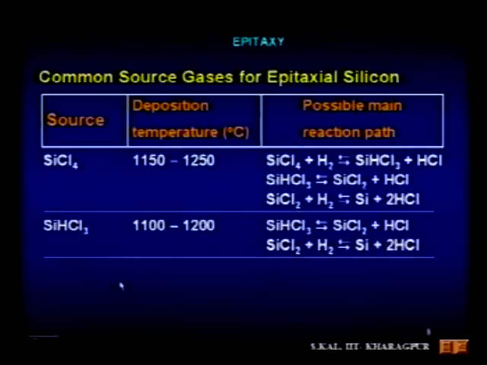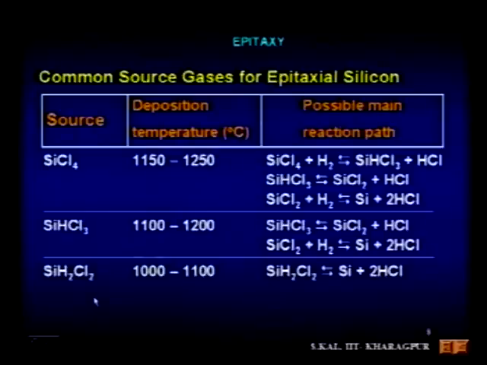And the next one is SiH2Cl2. This is dichlorosilane. You can use dichlorosilane also. This SiH2Cl2 reaction takes place at 1000 to 1100 degrees centigrade, and there the reaction is like this.